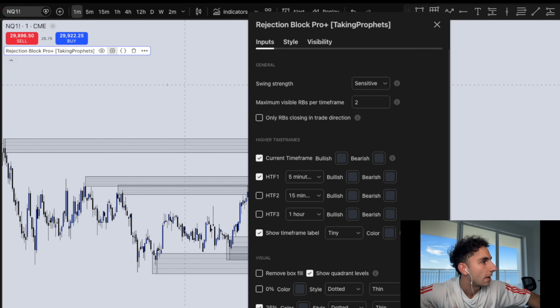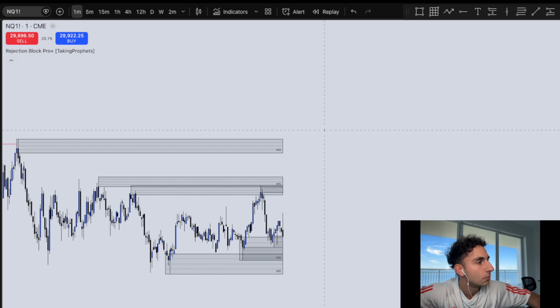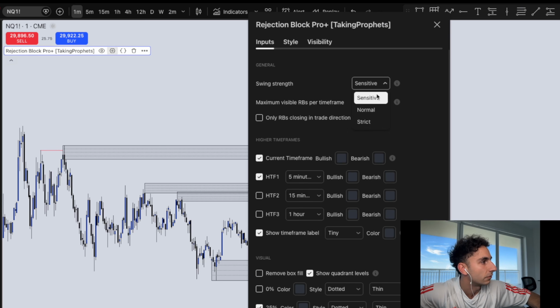So here, we're going to break back into the settings. Swing strength, you really don't need to worry about this. I would keep it on sensitive. Basically, it shows you more rejection blocks when it's on sensitive. When it's on strict, it's going to show you fewer rejection blocks, but very obvious wicks. I think it's important to keep all rejection blocks in visibility, and for that reason, I would say keep it on sensitive so you don't miss any.